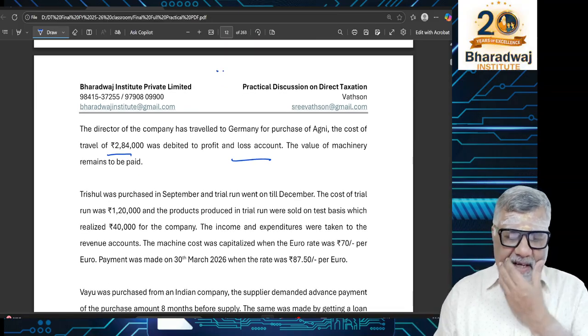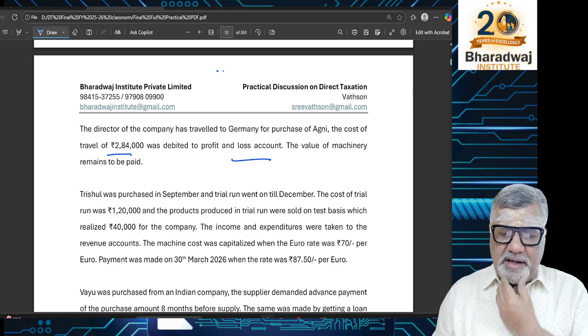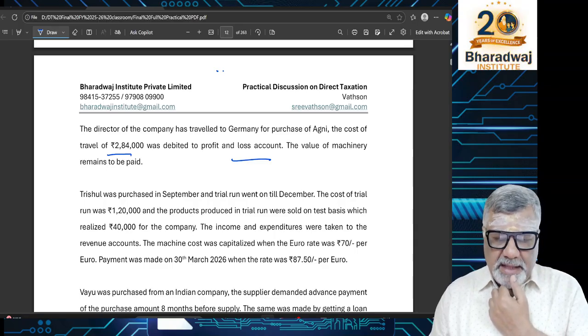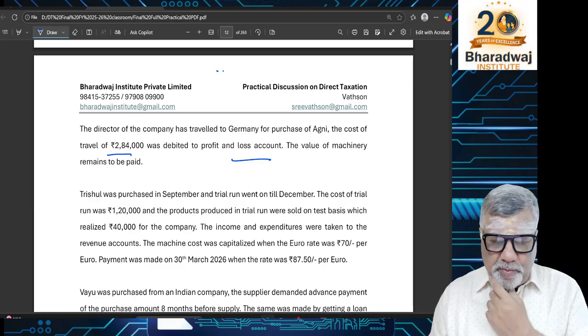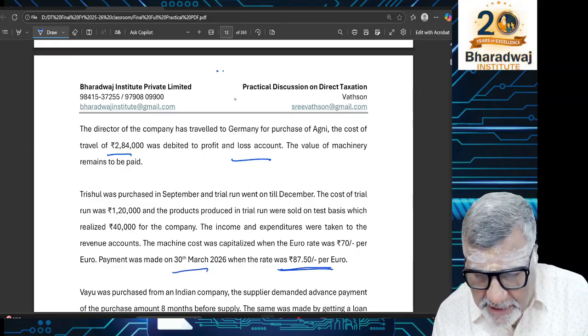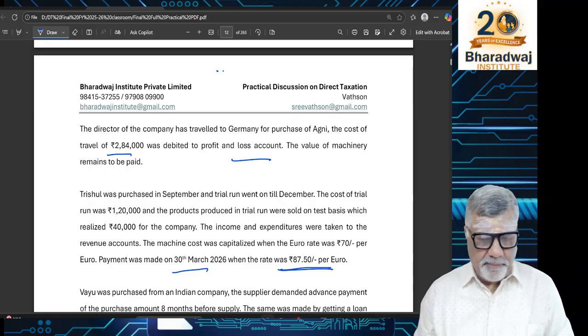Trishul was purchased in September and trial run went till December. Cost of trial runs and the product produced in the trial run were sold on test basis for 14. The income and expenditure were taken to the revenue account. The machine cost was capitalized when the euro rate was 70. Payment was made when the rate was 87.5.